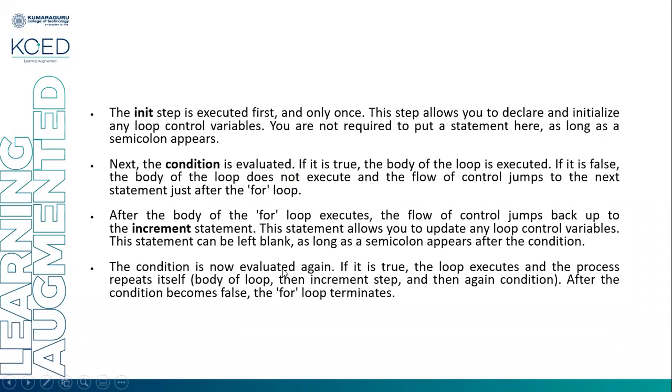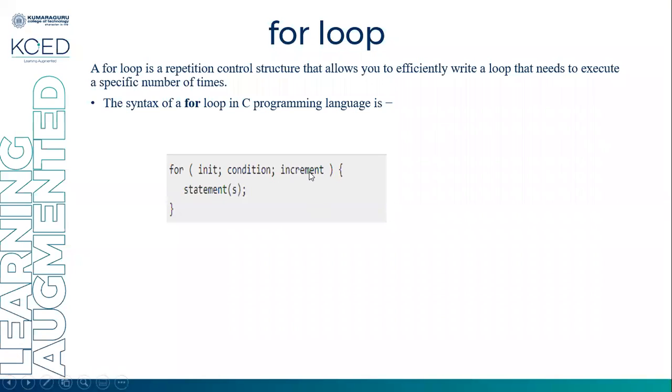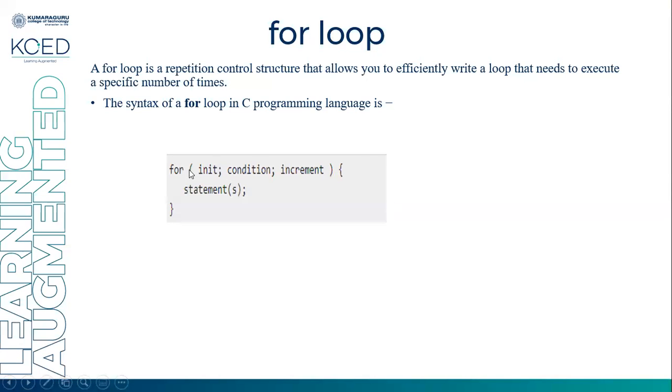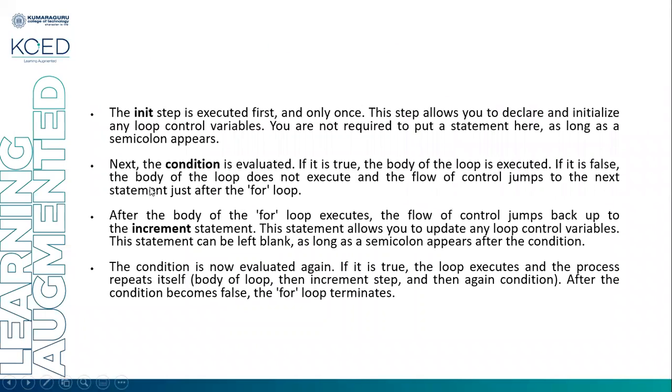After the increment or decrement, the condition is evaluated again. If it is true, the loop executes. The process repeats itself: the body of the loop, then the increment or decrement step, and then the condition again. This will go on repeatedly. Once the condition becomes false, the for loop terminates. So first we have the first program.